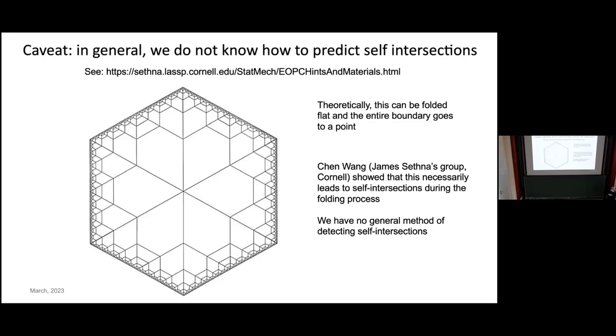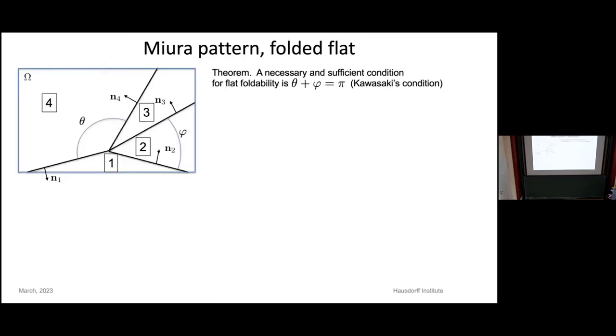Anyway, this guy. I showed this to a physicist at Cornell, Jim Sethna. He put it in his book, it turns out. But later, one of his students showed that there's always a self-intersection, so you can't actually fold it. You fold it on the computer, but then the computer allows self-intersections to go right through each other.